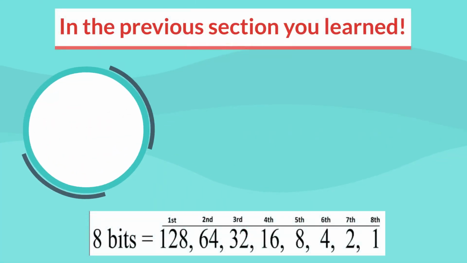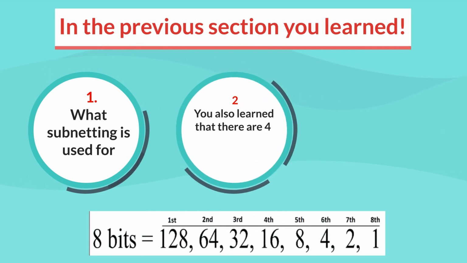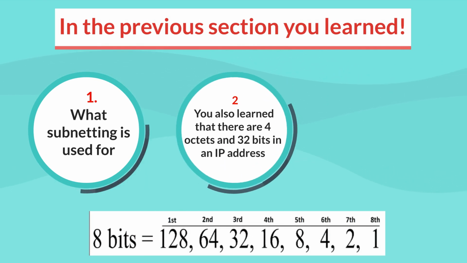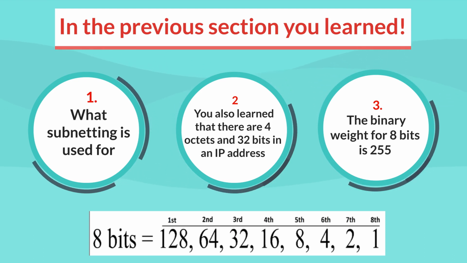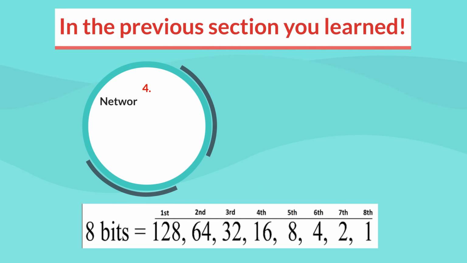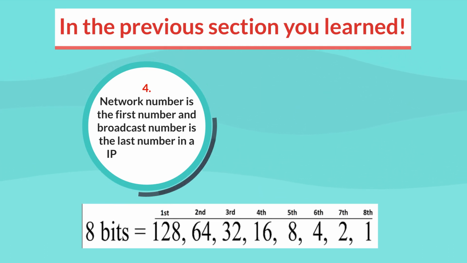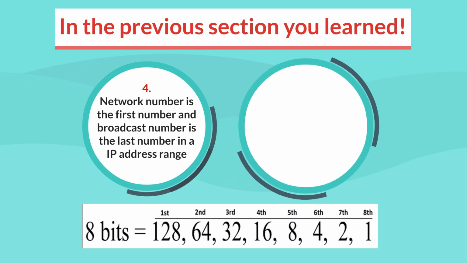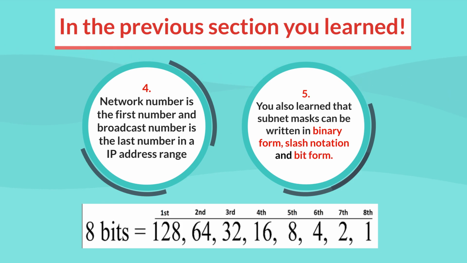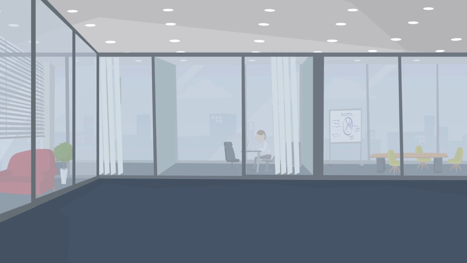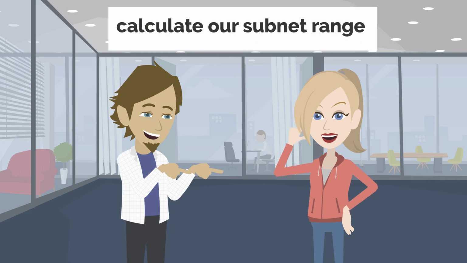In the previous video, you learned about what subnetting is used for. You also learned that there are 4 octets and 32 bits in an IP address. I also told you about how the binary weight of 8 bits is 255. In addition, we learned that the network number is the first number and the broadcast number is the last number in an IP address range. You also learned that the subnet mask can be written in binary form, slash notation form, and bit form. And now we will bring all this knowledge together and use it to calculate our subnet range.